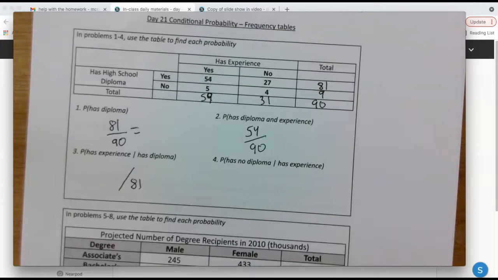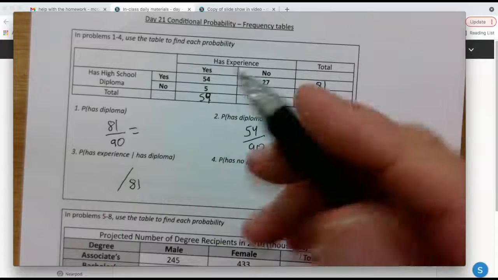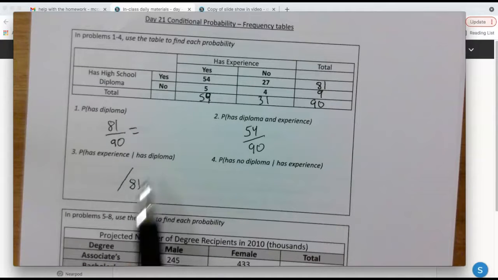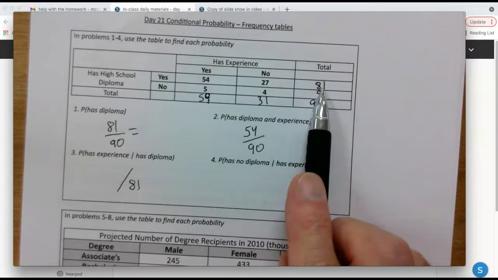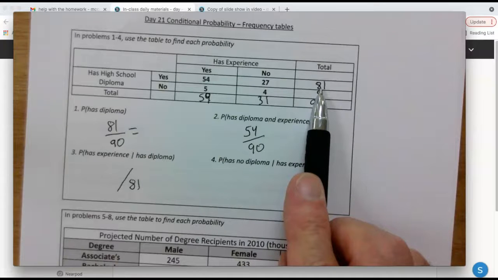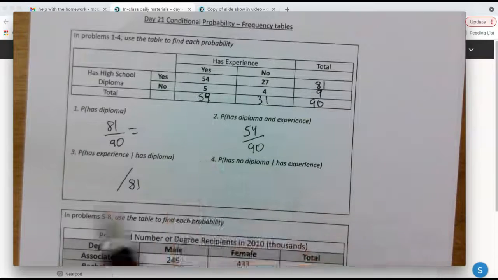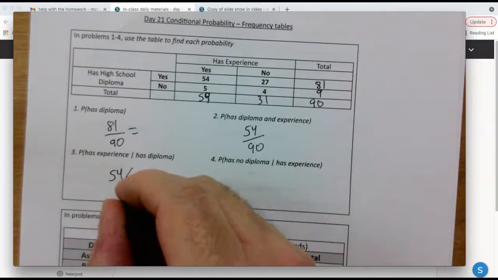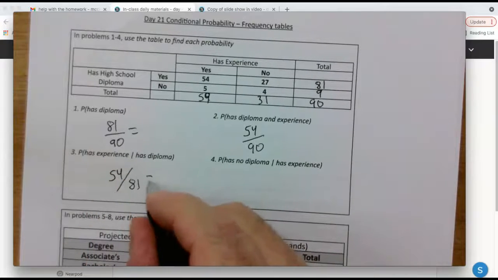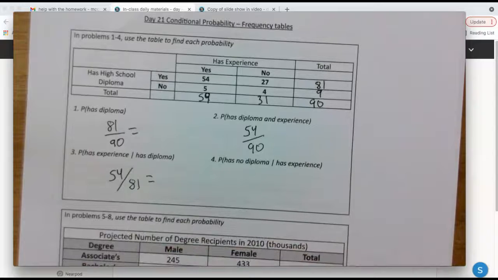All right. I hope you can hear me. All right. So of the 81 that have a diploma, how many have experience? So just come across on this row right there again. 54 have experience right there. And go ahead and simplify it. I'm just gonna do it like that.